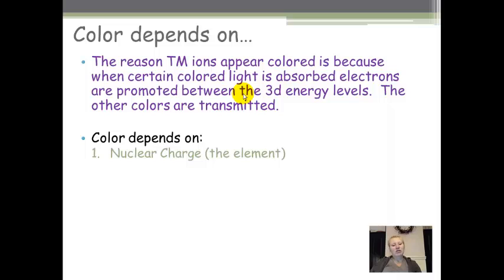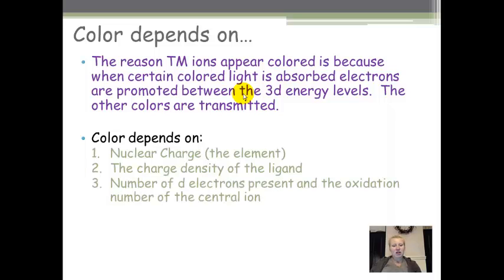It depends on the nuclear charge, or which transition metal is in the center, the charge density of the ligand, where the electrons are dispersed, the number of d electrons present and the oxidation number of the central atom, and the shape of the complex ion.